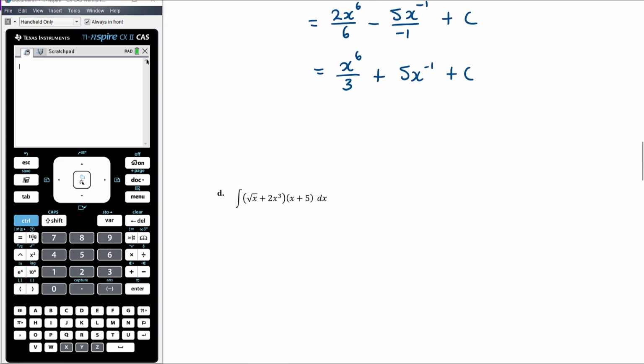Okay, part D. So here we have a product of two functions, okay? A sort of complicated square root / cubic function multiplied by a linear function. You cannot anti-differentiate it in its current form.